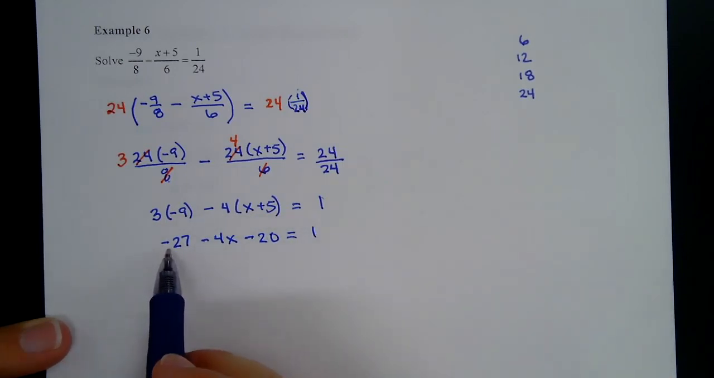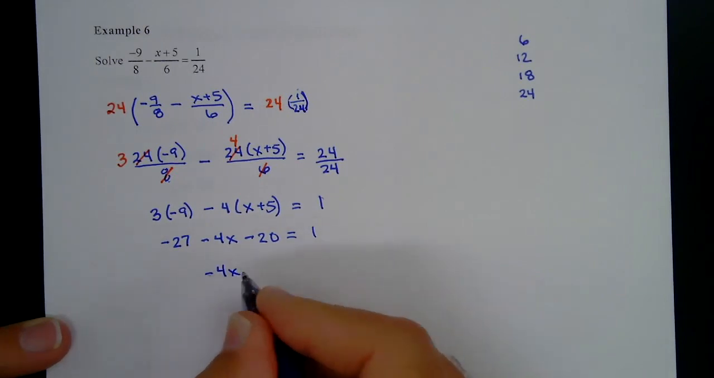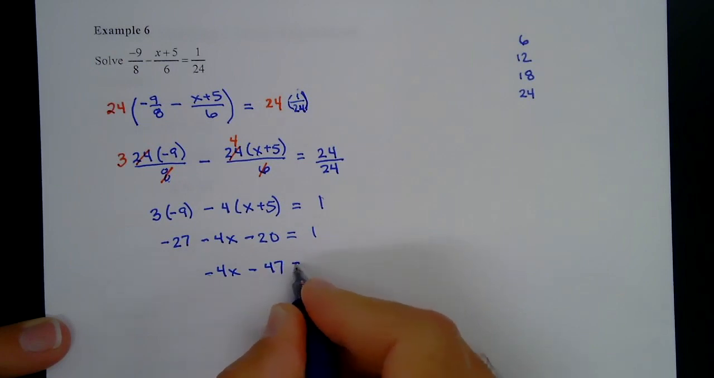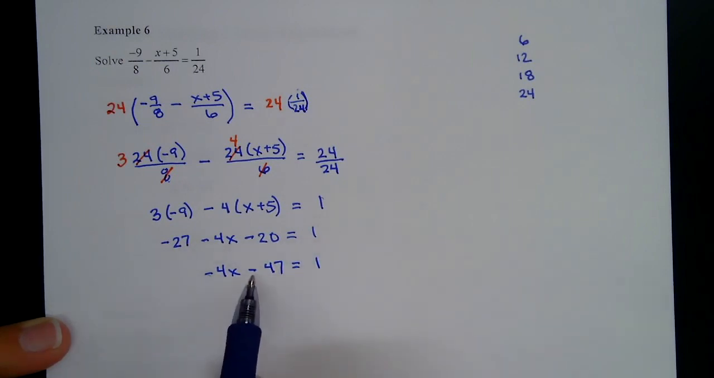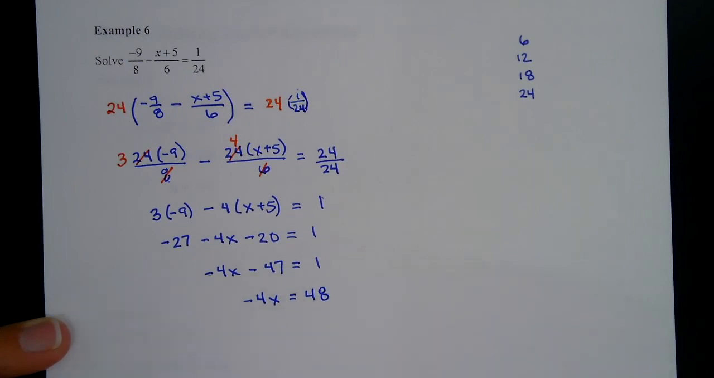So this negative 27 and this negative 20 we can combine. So negative 4x minus 47 is equal to 1. Because I'm subtracting 47, I want to add 47 to both sides, and I get negative 4x is equal to 48. And then because I'm multiplying by negative 4, I want to divide both sides by negative 4, and that would give me x is equal to negative 12.